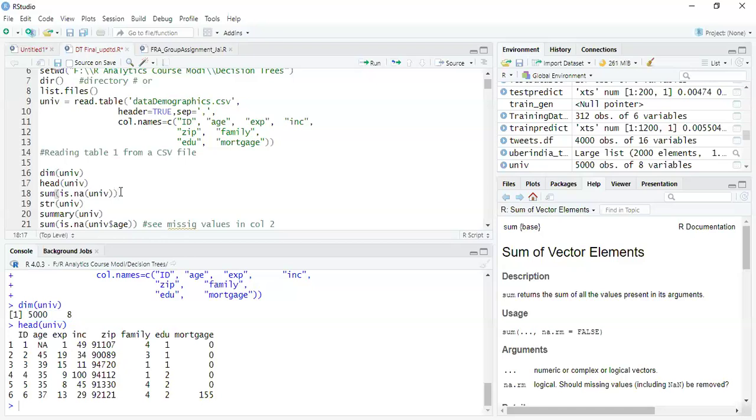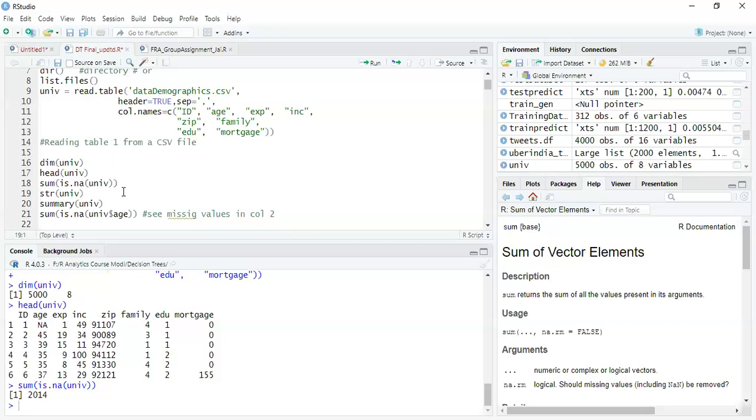So let us count the number of missing values or missing cells. How do you do it? Sum of is.na of univ. Univ is the name of the data set. So out of 40,000 cells, 2014 cells are having missing values, which means NA values are present in 2014 cells.